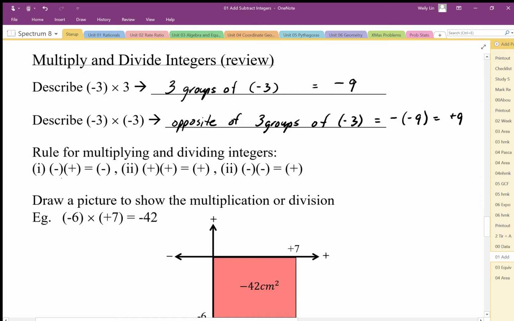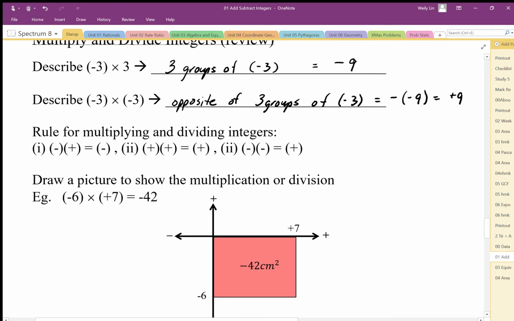So if we have negative times positive, we get negative, positive times positive is positive, negative times negative is positive. And the negative, negative, we can kind of think of it as an opposite, opposite. The opposite of an opposite is back to where we started. Okay, so maybe I'm going to write that down here. This is opposite of opposite. So the opposite of opposite, or negative, negative, is a positive.